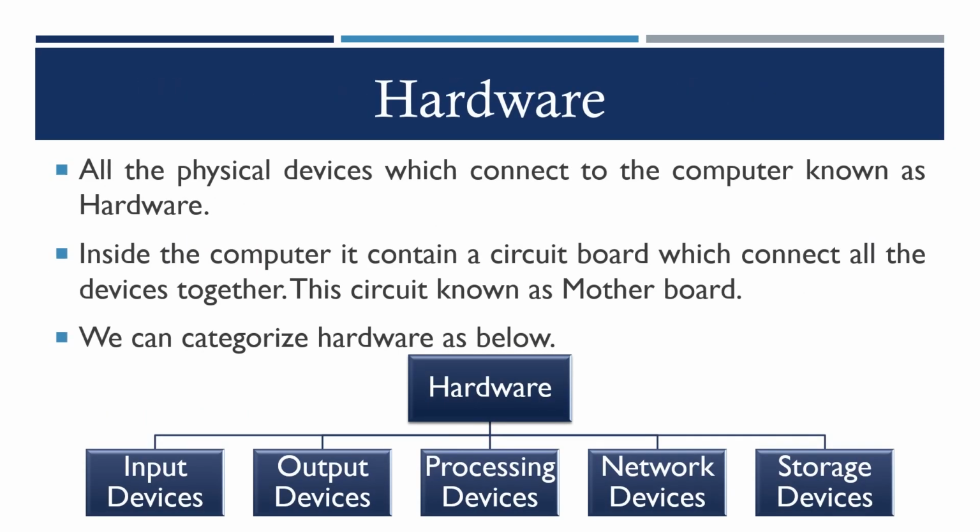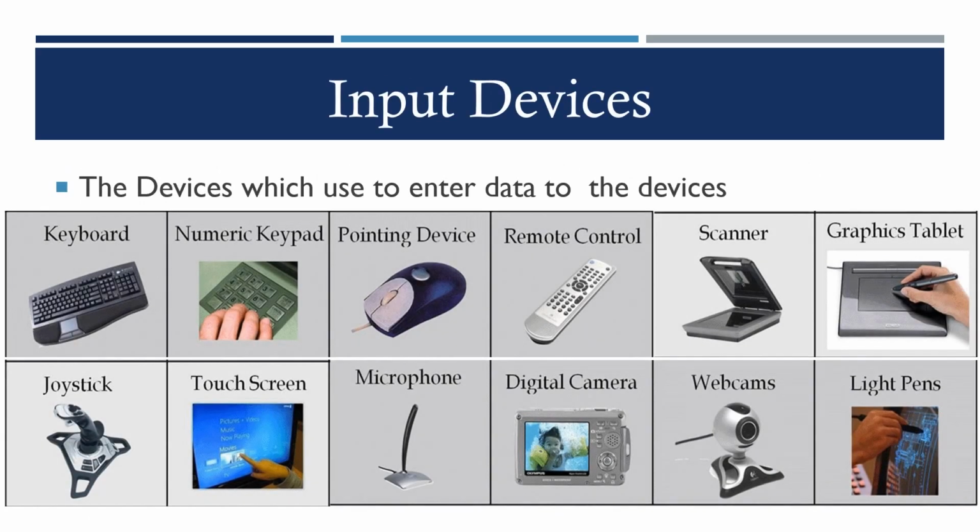What is hardware? All the physical devices, or you can say the devices which we can touch, we can consider as computer hardware. Inside the computer there is a circuit board known as a motherboard, which connects all the devices together. We can categorize hardware as below: input devices, output devices, processing devices, network devices and storage devices.